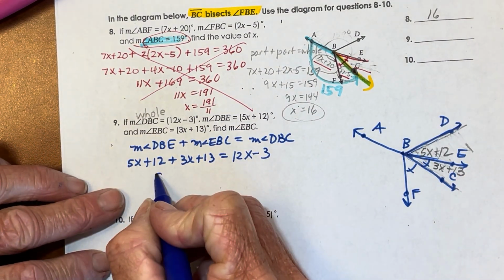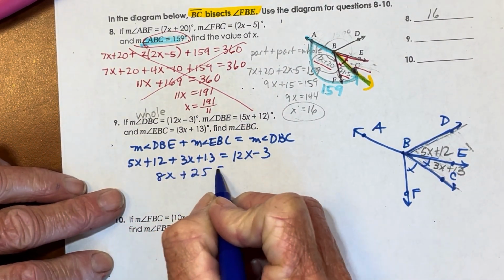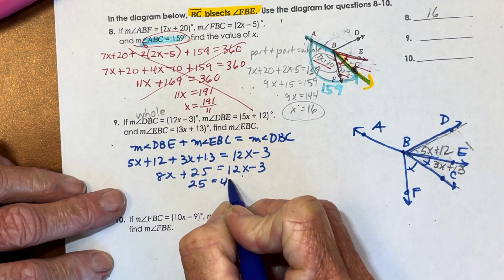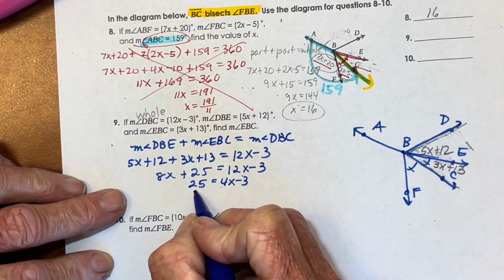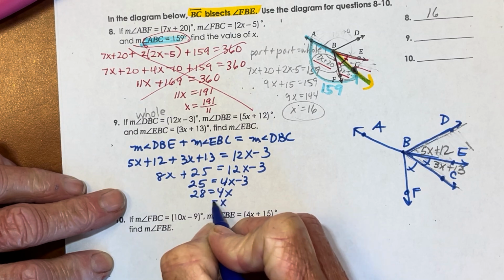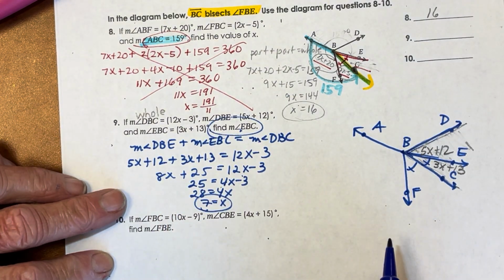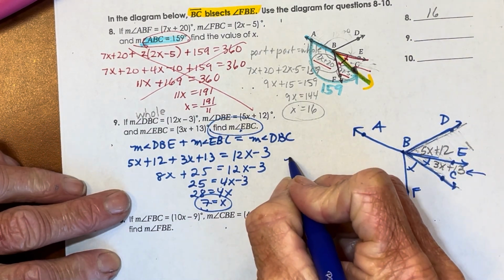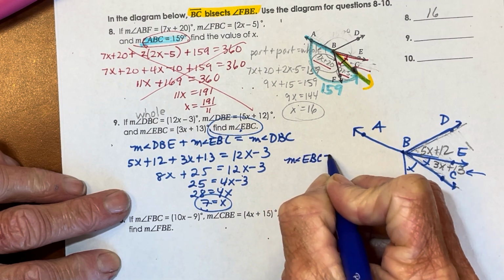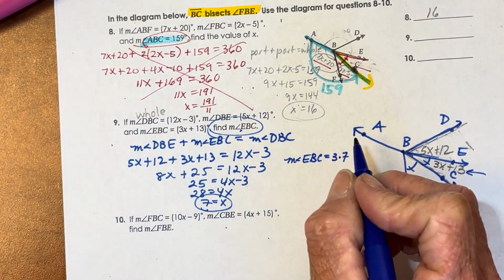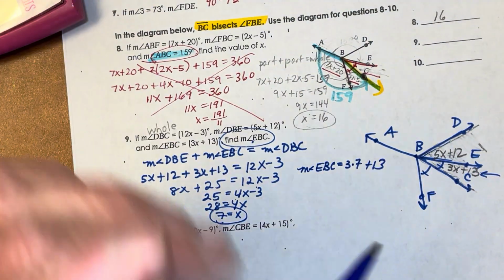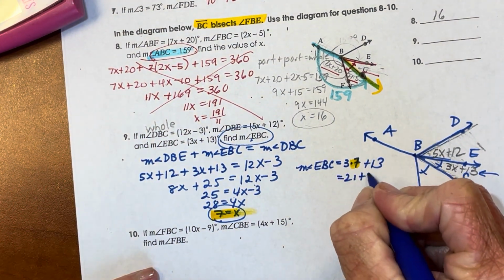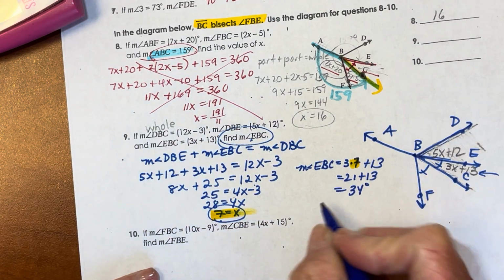We'll group up our like terms. We have 8x plus 25. Let's subtract 8x from both sides. So 25 is equal to 4x minus 3. Add 3, 28 equals 4x, and x then is 7. But we want to find EBC, and EBC was the 3x plus 13. So the measure of angle EBC is 3 times x plus 13. So we found that x was 7 and we plugged it in right here. So 21 plus 13, or 34 degrees.